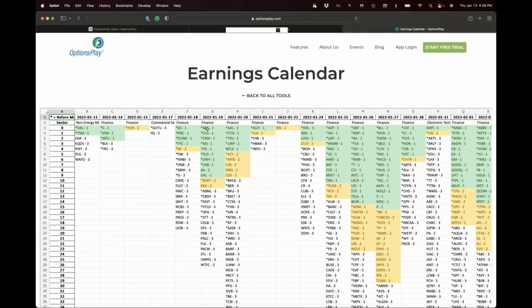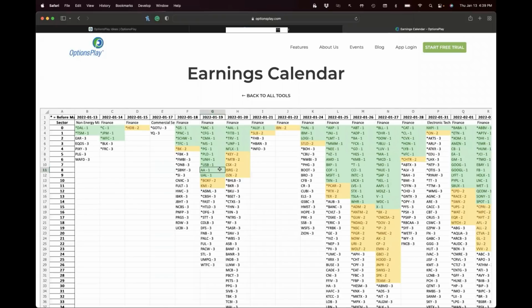The second thing I want you to know is that any stock with an asterisk next to it means that it's reporting on the morning of that day. If something doesn't have an asterisk, that means it reports after the close on that day. So if I'm looking at Bank of America on January 19th, I'll know Bank of America is liquid, and it reports in the mornings because it has the asterisk sign next to it. Alcoa, on the other hand, is liquid, but it reports after the close because it doesn't have that asterisk sign.